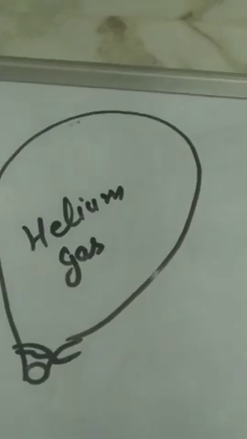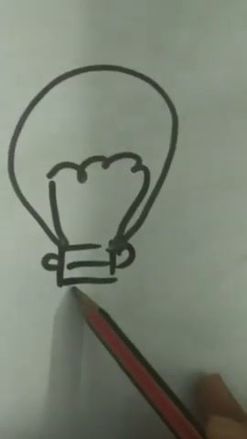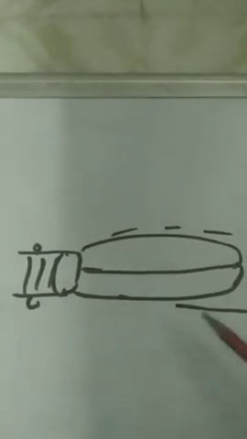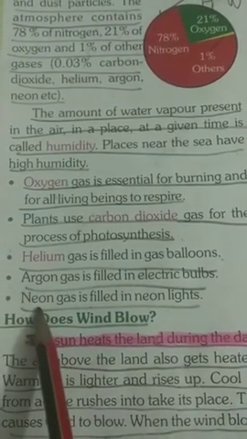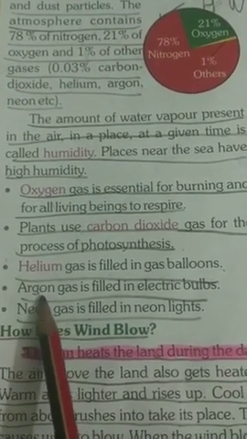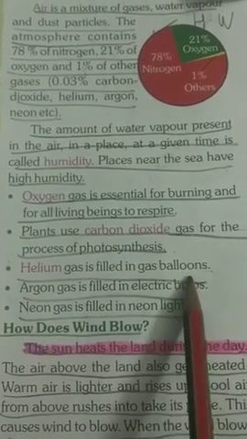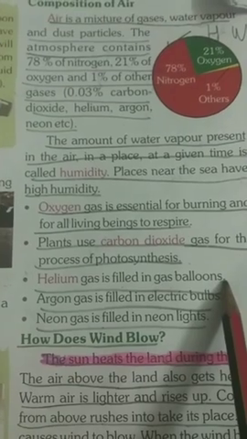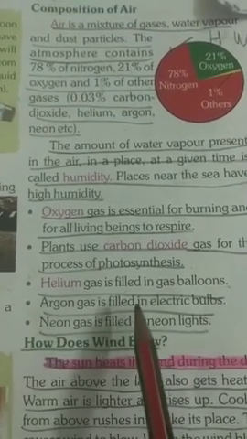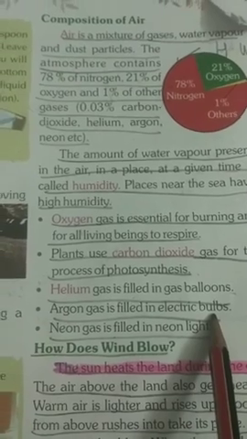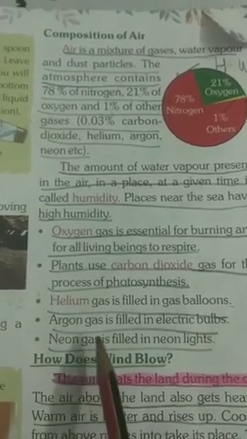Next, argon gas is filled in the electric bulb to get more light in the room. Neon gas is filled in neon light which gives us bright light. See, the number of gases present in air, we use them for different purposes. Helium gas is filled in a gas balloon, and that gas balloon we use to know the direction of the air. Argon gas is filled in the electric bulb to give more light in the room, and neon is also filled in the neon light which has more power to brighten the darkened area.